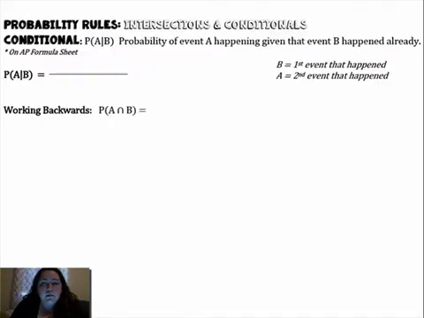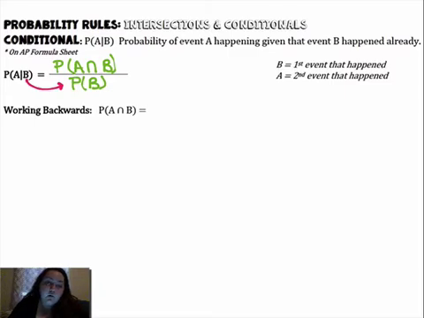Alright, probability rules, intersections, and conditionals. Conditional probability, so the probability of A given B, is the probability of event A happening given that event B happened already. Okay, this formula will be on your reference sheet. So the probability of A given B is the probability of A and B divided by the probability of B. Okay, it's always divided by whichever one is given. So given B, the second one is always what's been given. Okay, and that's always your first event.